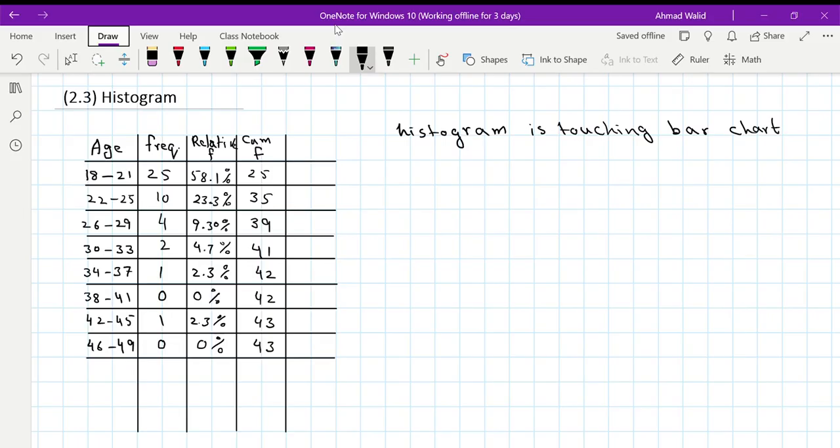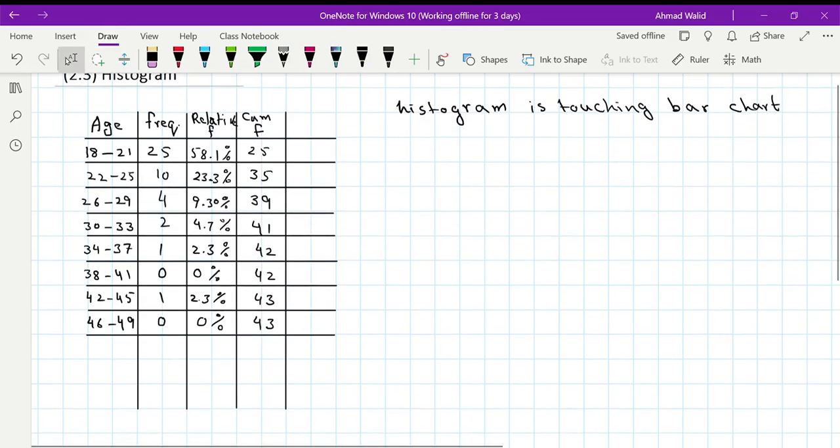There are different types of graphs in your book, but I'm only focusing on histogram because this is the most important graph that we use, and I want to teach you only how to graph a histogram, correct? To graph a histogram, actually you need to draw two axes.